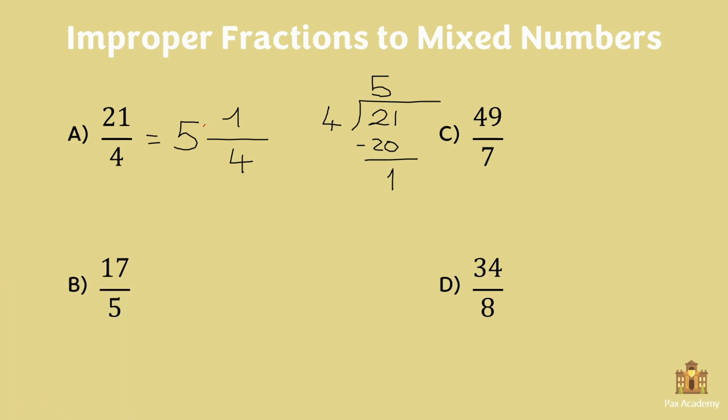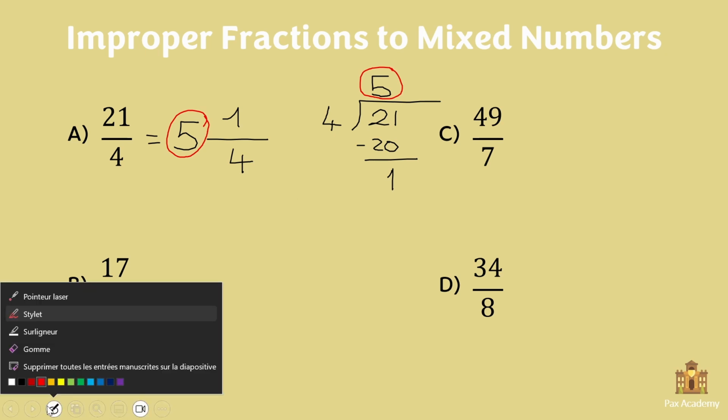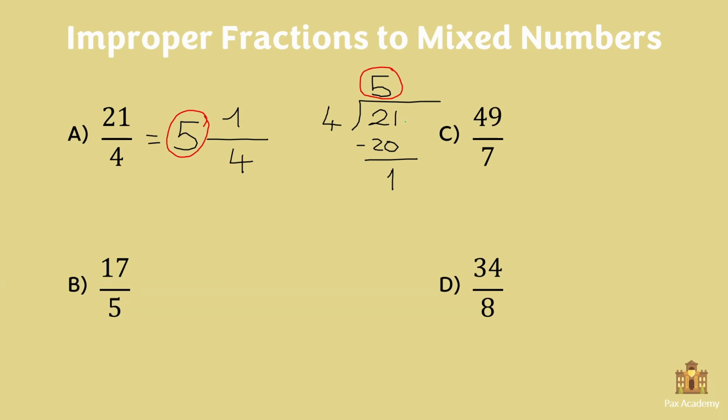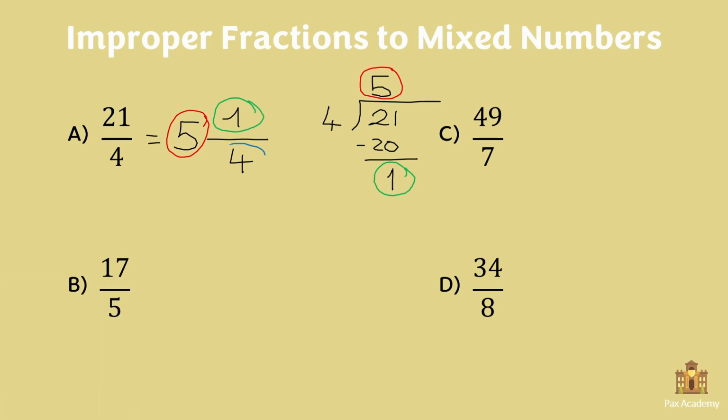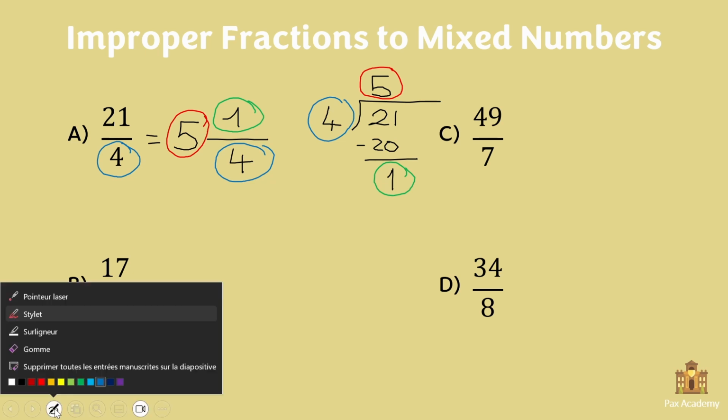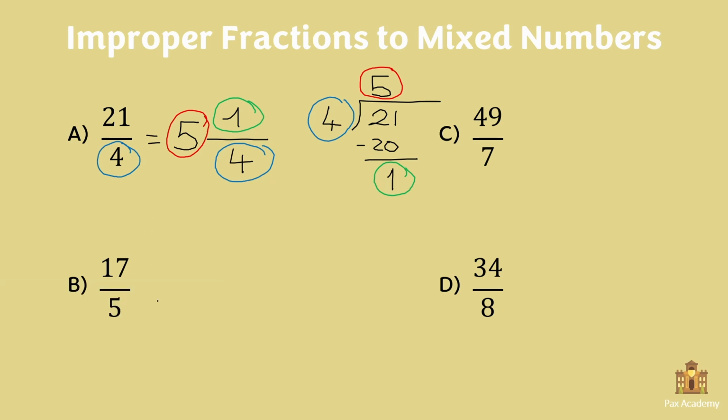The whole number is the number we get on top. The numerator of the new fraction is the remainder we get in the division. And finally, the denominator stays exactly the same. So in this case, 4 stays exactly the same. Very good. So let's carry on to the next exercise.